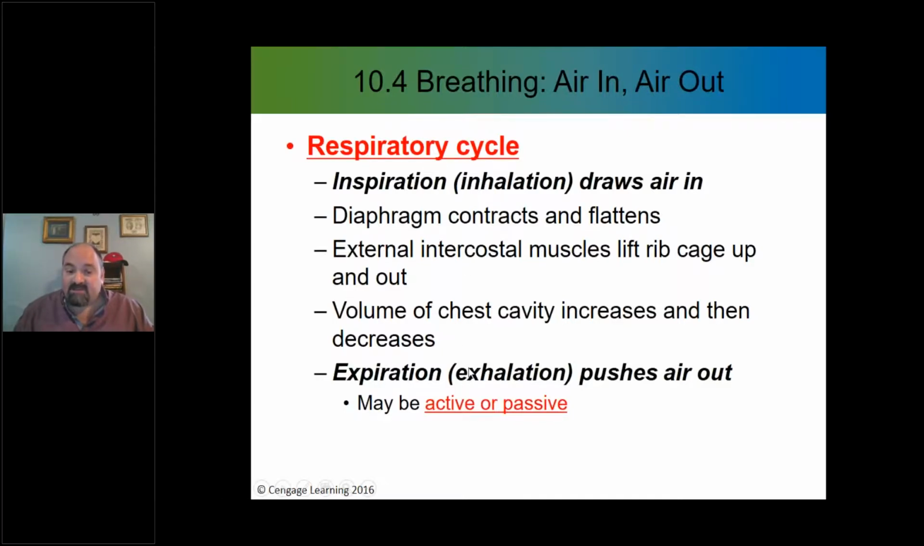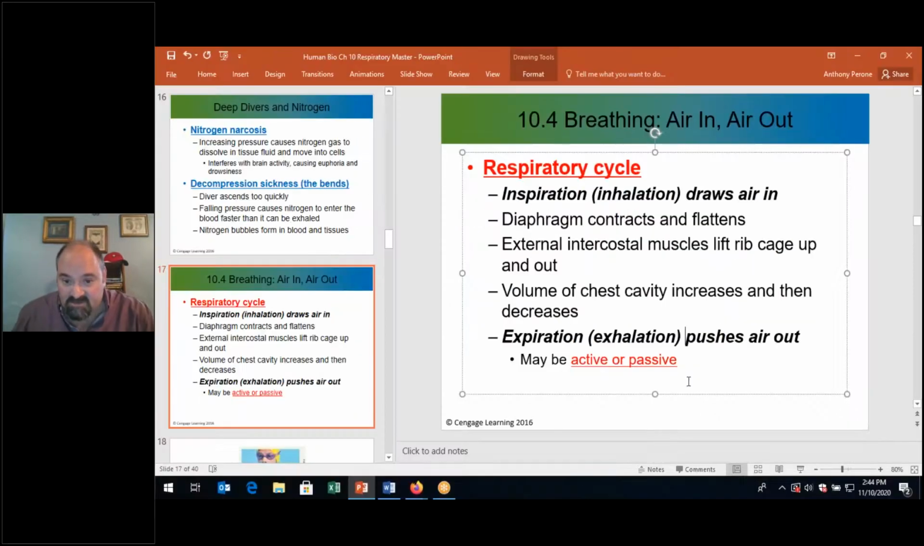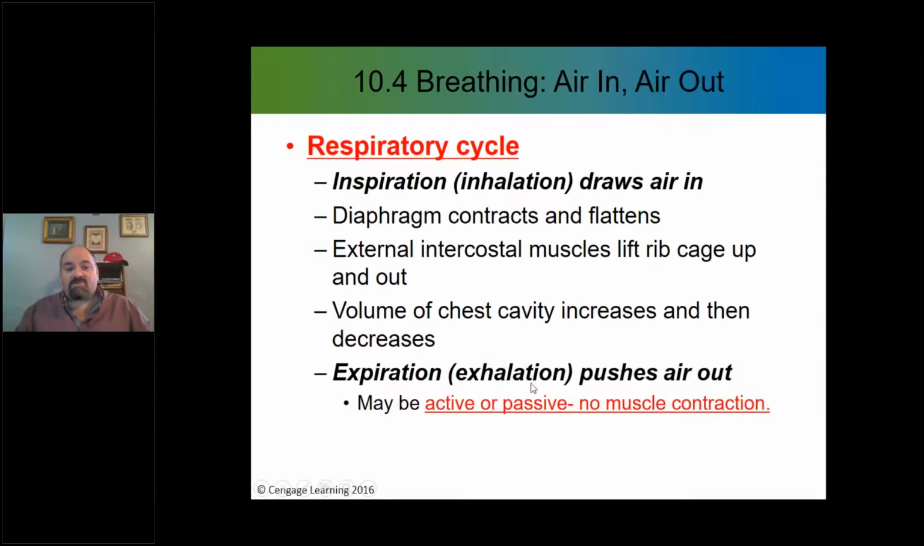Expiration, also known as exhalation, is air exiting our bodies. This can be passive. Passive meaning no muscle contraction takes place. So no muscle contraction for passive expiration, exhalation. That's normally what takes place. The muscles just relax, the volume becomes smaller, the pressure gets greater, and then that pressure is greater than the atmospheric pressure, and so air is exiting out of our bodies. That's passive. Active would be this: active exhalation, expiration, where we're forcefully contracting and pushing air out of the respiratory system.